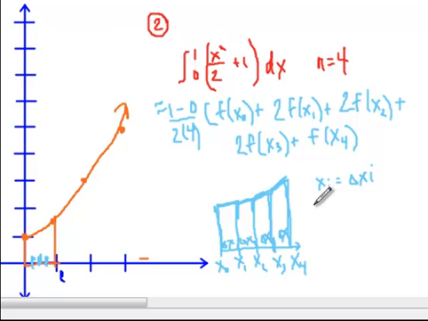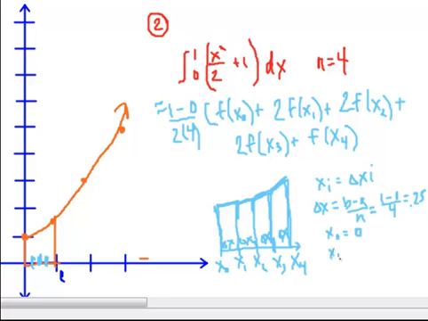What I'm going to go ahead and do is calculate what delta x is. Once again, that will be given by b minus a all over n. So it would be 1 minus 0 over 4, so 0.25 is what I'm going to say. And so now, x sub i would just be delta x times i. So it's going to be 0.25 times i, which in this case is 0, so 0.